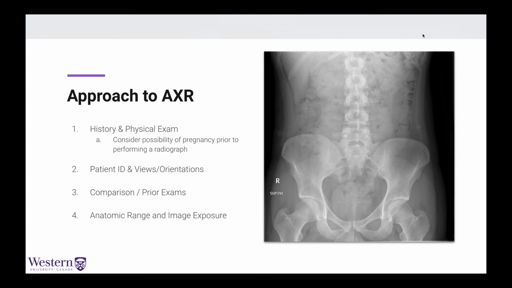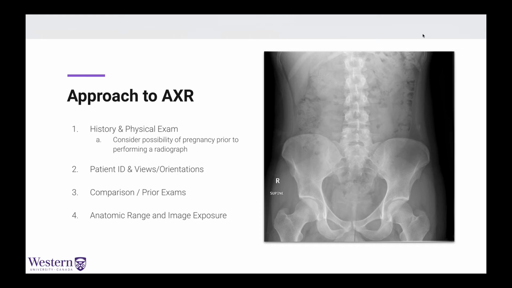Your overall approach to abdominal x-ray begins very much like a chest x-ray. So coming from a clinical perspective, you're going to have obviously your clinical history as well as your physical exam findings as well. One thing to take note of is obviously if you're having a patient that's of childbearing age and there's the possibility of pregnancy, you may have to perform a pregnancy test prior to performing an x-ray to minimize dose exposure to a fetus.